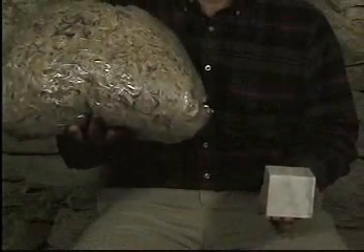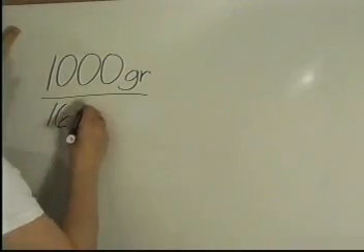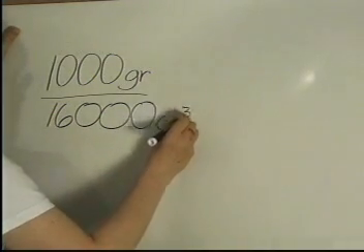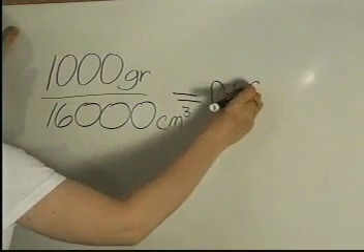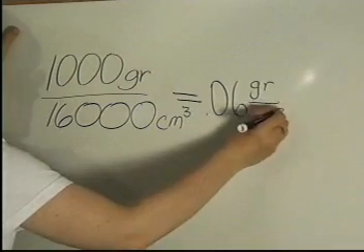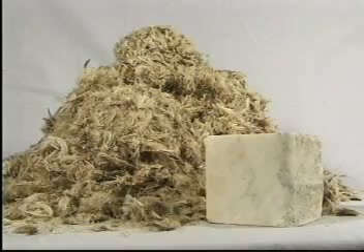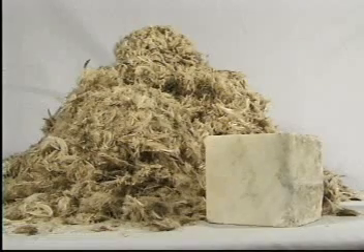Do you think the density of the feathers will be greater or less than the density of the piece of marble? Let's do the math. We know the feathers weigh 1,000 grams and their volume is 16,000 cubic centimeters. By dividing the mass by the volume, we get a density of 0.06 grams per cubic centimeter. As you can see, the feathers have a lower density than the marble. In other words, the marble has more mass per unit of volume.